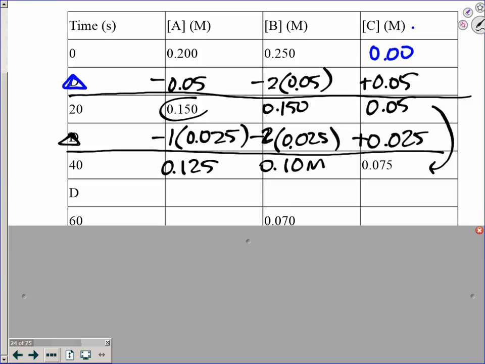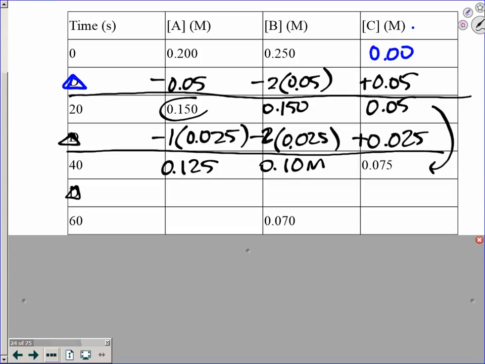So keep going. So from 40 to 60, we have one given piece of information. So what happened to B? Decreased by 0.03 molar. Okay. So what is C? What happens to C? It went up by 0.0.